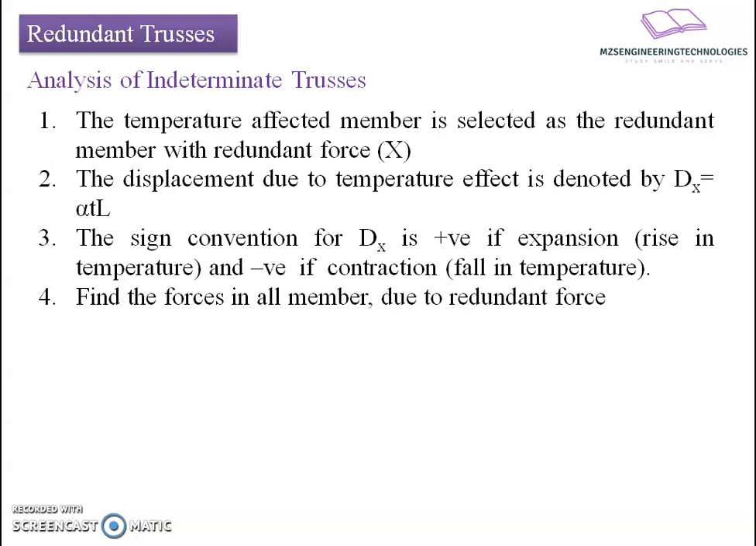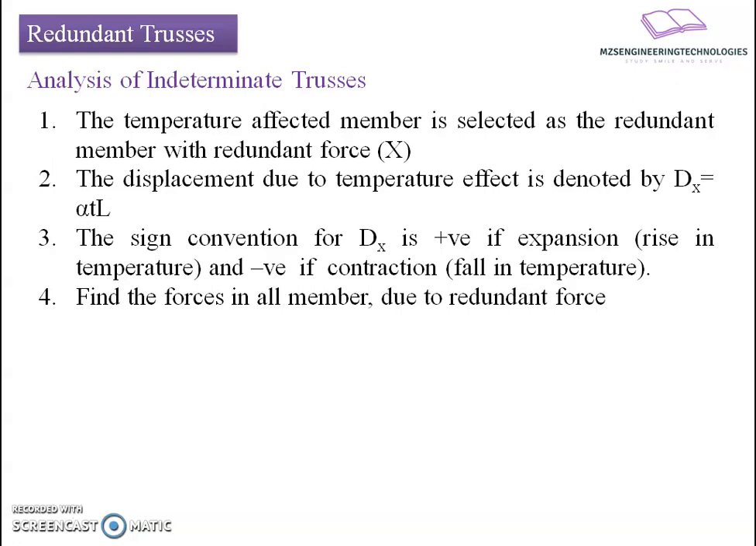The sign convention of this dx will depend on the temperature: when the temperature rises, we will consider it expansive in nature. It will lead to the expansion of the member. We consider it as positive. Vice versa, if there is a contraction in the member, the length of the member decreases. We will consider it as negative.